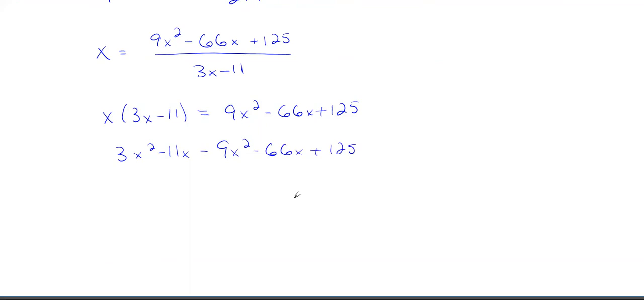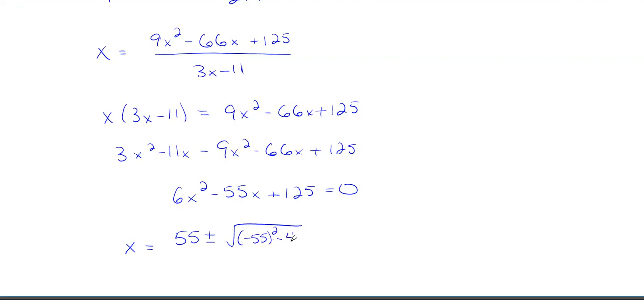All right, so now let's just shift everything to one side of the equation, and we end up with x squared minus 55x plus 125, and that will be equal to 0. So now we have formed a quadratic equation. So now we can solve our quadratic equation for x. So we would have x is equal to minus b, which is 55, plus or minus the square root of b squared, so 55 squared, minus 4 times a, which is 6, times c, which is 125. And then all that divided by 2 times a, which is 6.